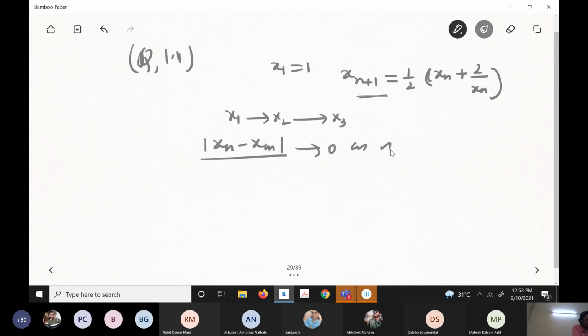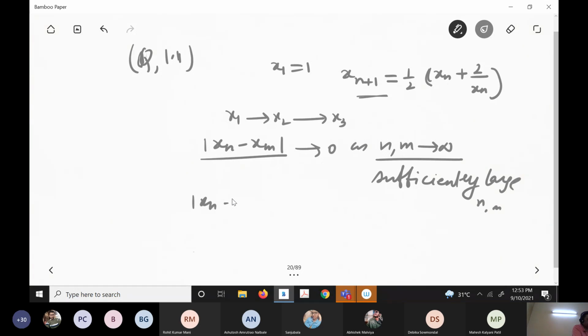This is the thing we write. That is, n, m tends to infinity means actually sufficiently large n, m. This means you have |x_n minus x_m| less than epsilon, given epsilon, for all sufficiently large n, m.